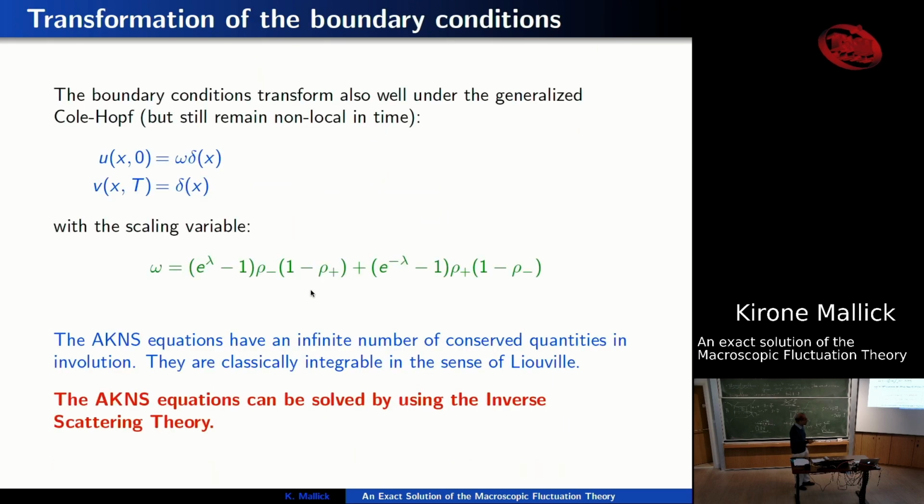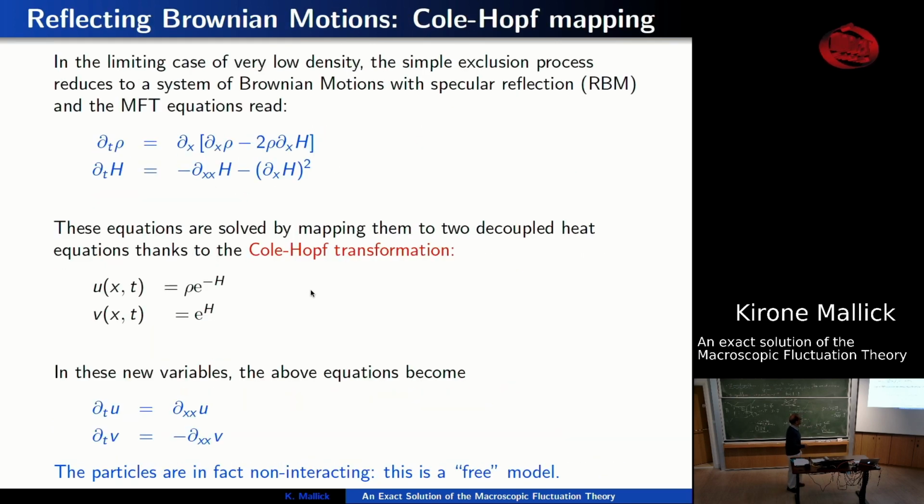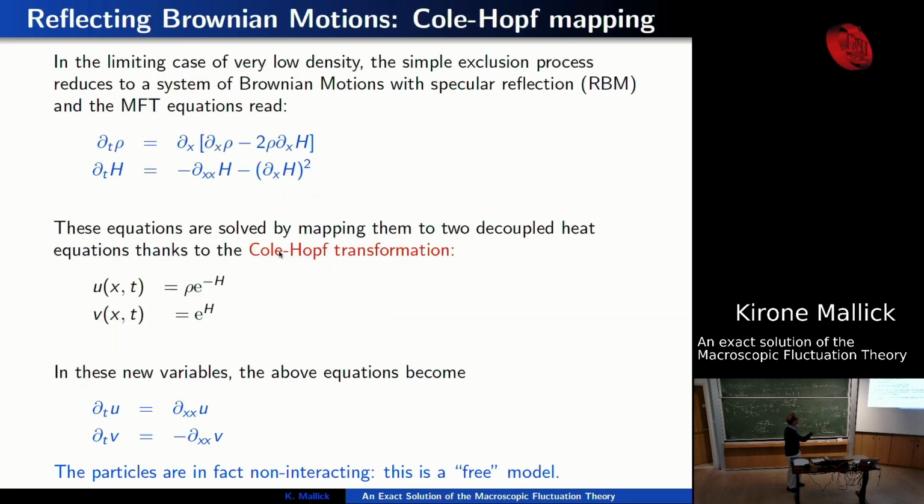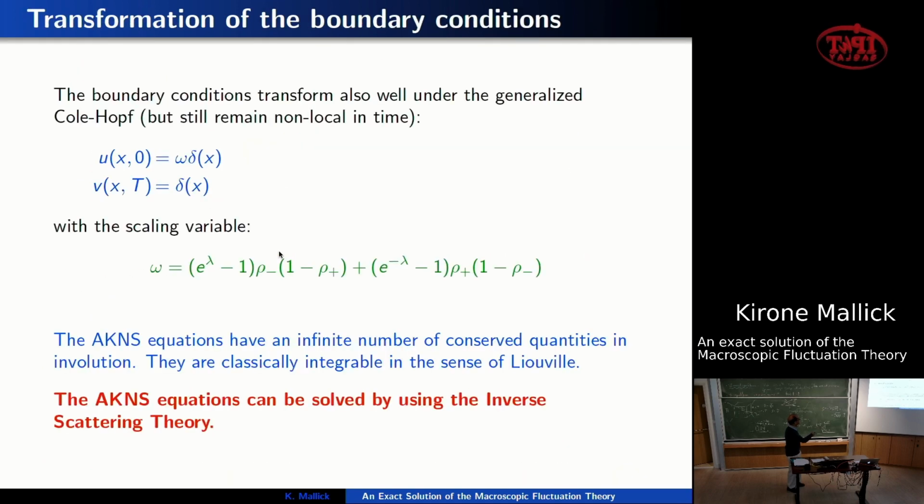So now you can apply the machinery. And another very important feature, in fact the crucial feature, is that these very ugly looking boundary conditions become much nicer in these new variables. They boil down to two delta functions, one at initial time and one at final time. So now you end up with these AKNS equations with some variables and so on, with some non-local in time, but rather nice looking boundary conditions.